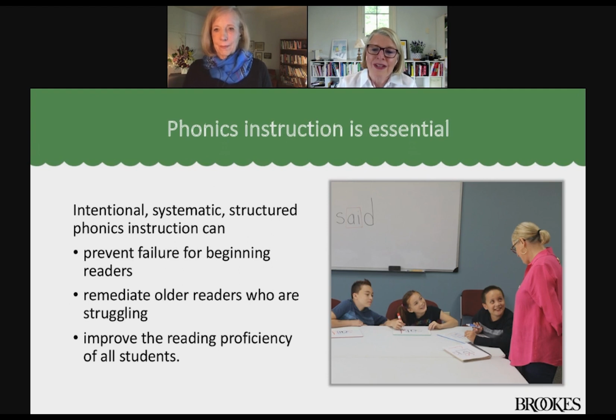Phonics instruction is essential, and we reinforce what we know about structured language: the instruction must be intentional, systematic, and sequential. With that type of instruction, rather than random or haphazard instruction, we will prevent reading failure. We also use systematic, explicit, intentional instruction when we are remediating our older readers. That form of explicit instruction improves reading proficiency for all students. Next slide.